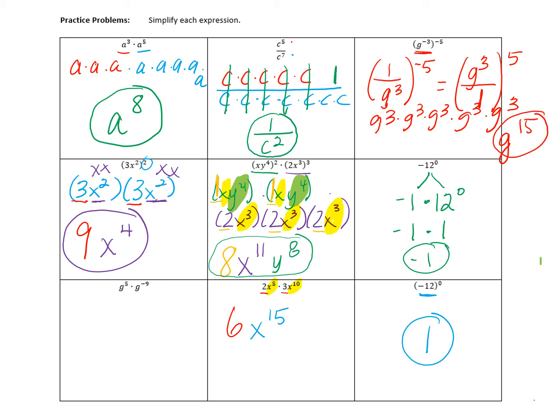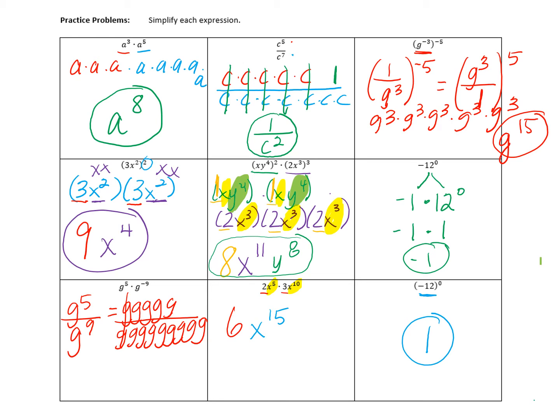All right, and the last one for this example, we have g to the 5th times g to the -9. And since we can't have negative exponents, I'm going to move the g to the -9 to the bottom, and that exponent becomes positive. And then remember, I would have 5 g's on the top and 9 g's on the bottom. And then g divided by g is 1.